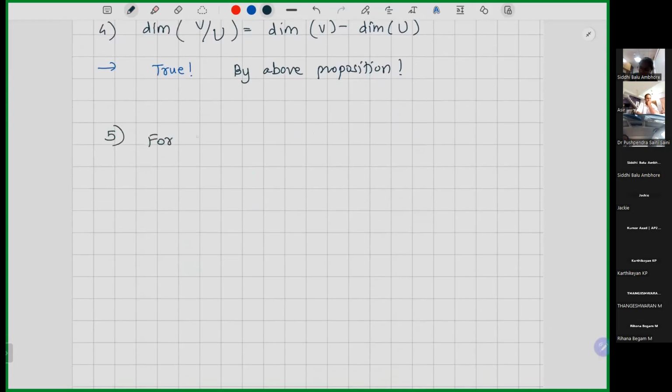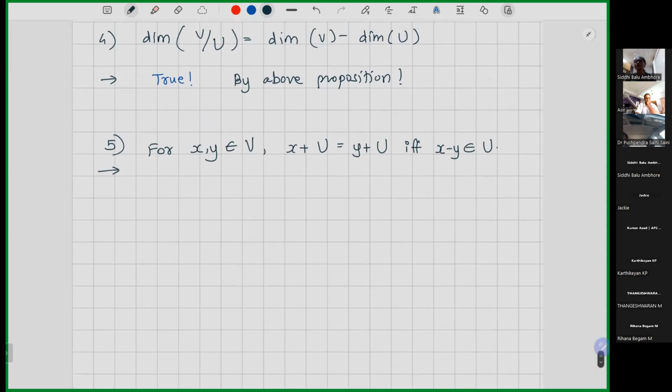Okay, and this is the last for this: let x and y be in V, and then we have that x plus U is equal to y plus U if and only if x minus y is in U. And what is your guess? What is the guess here? They are saying that x plus U is equal to y plus U if and only if x minus y is in U. When I write x plus U is equal to y plus U, they are all cosets.